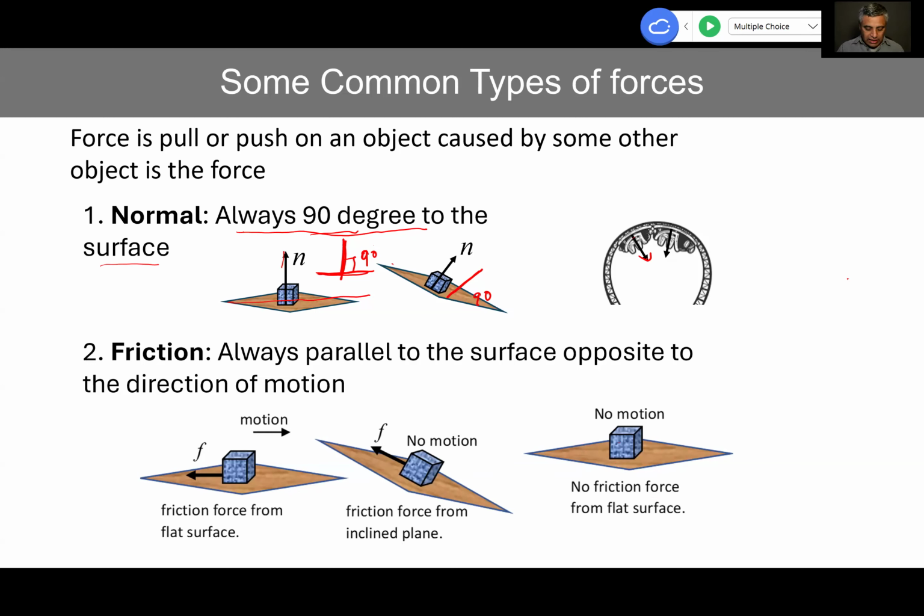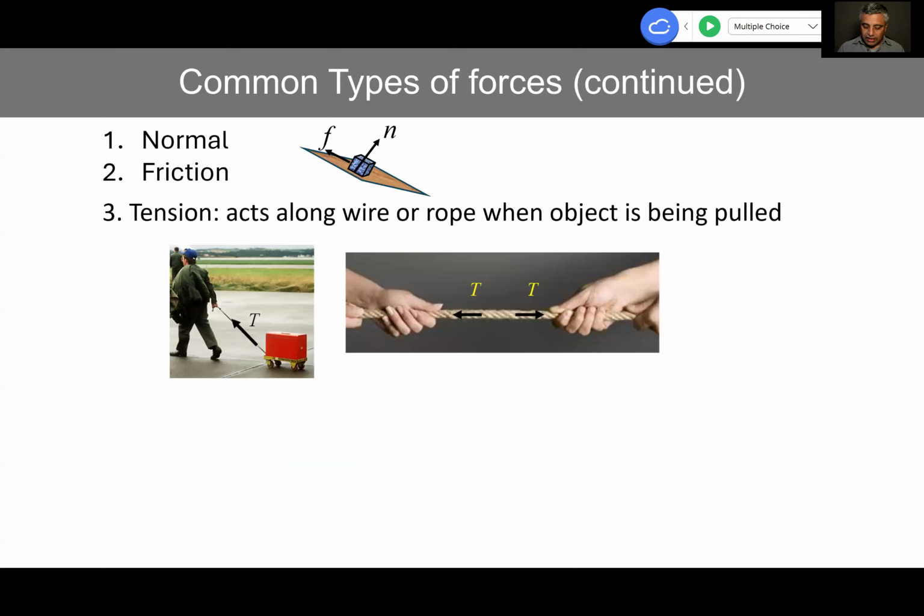And these are two contact forces. They are almost always present, almost always, not always, okay? Another one is tension. When does the tension act? When there is a rope or string involved, okay?